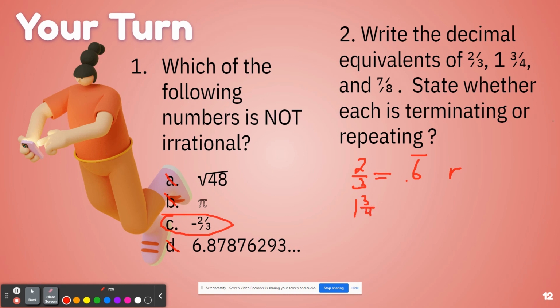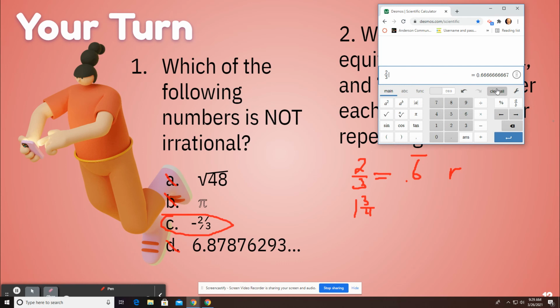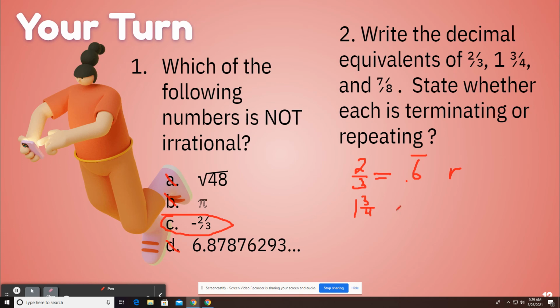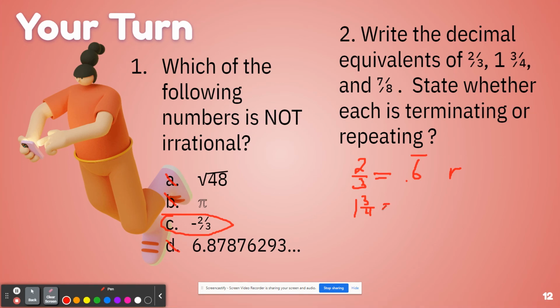1 3/4. You're just going to type that into the calculator just like you normally would. 1. And then you're going to put the plus sign. This is going to be weird. 3 divided by 4, because this is really 1 plus 3/4. So see how it says 1.75? So this is equal to 1.75. And you can see it doesn't go on any further, so this ends.